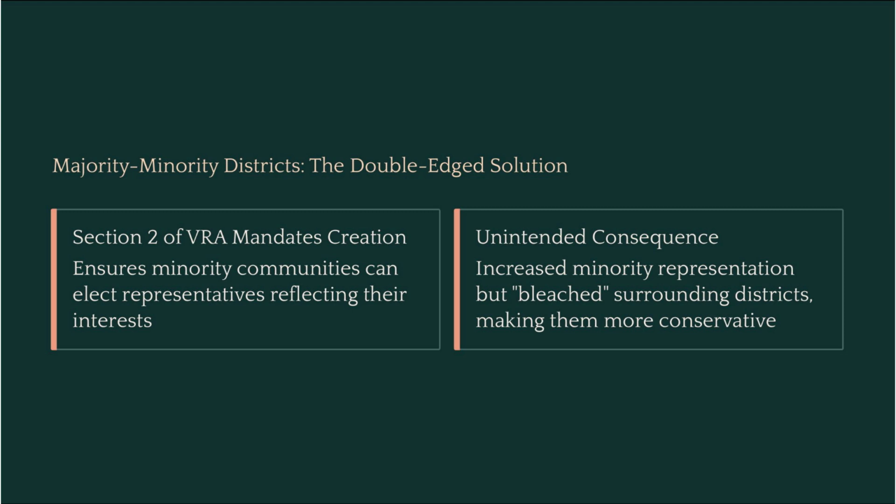By packing African American or Latino voters into one district to ensure they win, you necessarily remove them from the surrounding districts. This phenomenon is called bleaching. The surrounding districts become whiter and often more conservative. So while you might get one guaranteed minority representative, the neighboring districts might shift from moderate to hardline conservative, potentially reducing the overall political power of the minority group's preferred party.